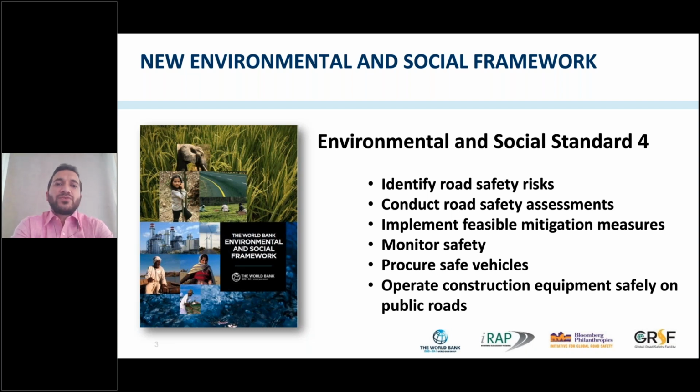The important factors of environmental and social standard number 4 are that it identifies road safety risks during the project life cycle, conducts road safety assessment for each stage of the project, implements viable mitigation measures, monitors project road safety, and also procures safe vehicles and ensures safe operation of construction equipment on public roads. So in short, road safety is measured as a risk and a series of measures are suggested in ESS4.